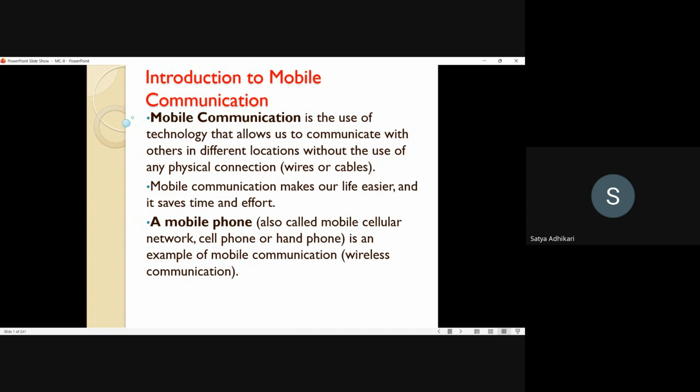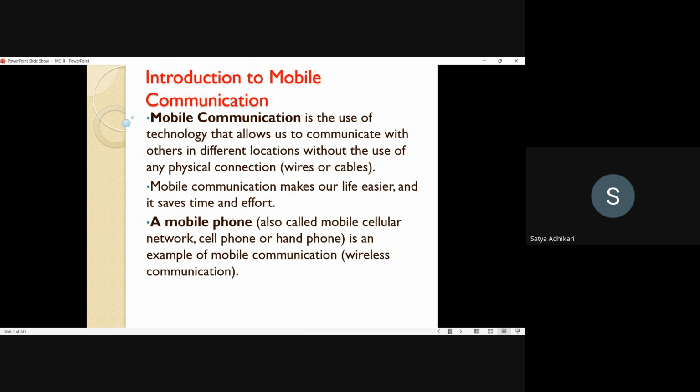Let us start our second module, your MCS231, that is mobile communication. Mobile communication is the use of technology that allows us to communicate with others in different locations without the use of any physical connection. That is, if the communication takes place without any physical wire or cables, the communication is referred to as mobile communication.